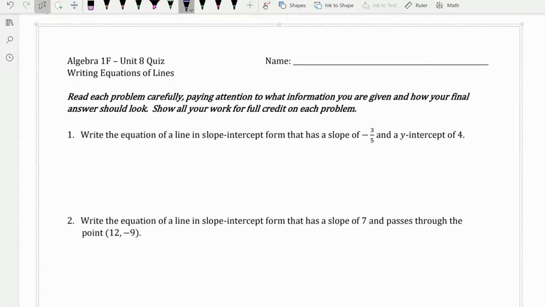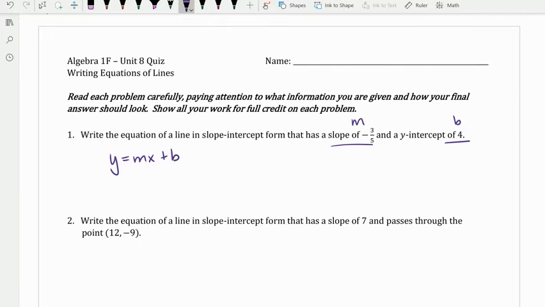So the first one, I think just about everybody got this one right. You guys are really good about knowing that this is our slope, so that's your m. Your y-intercept is 4, so that's your b. So when I go to plug it into y equals mx plus b, I just have to put the slope in for m and the y-intercept in for b.